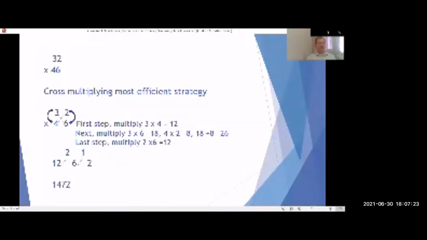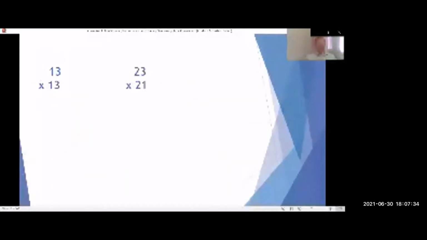So then we can just bring the numbers that are at the top, add them to the numbers that they correspond to. So it's going to be 1,472. So in this example here, these two examples, we have 13 times 13.